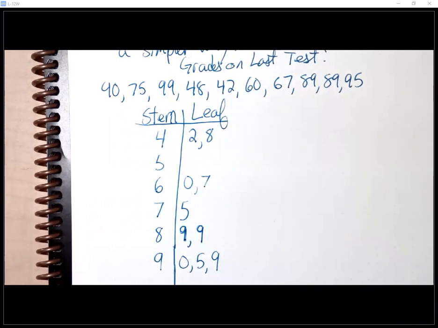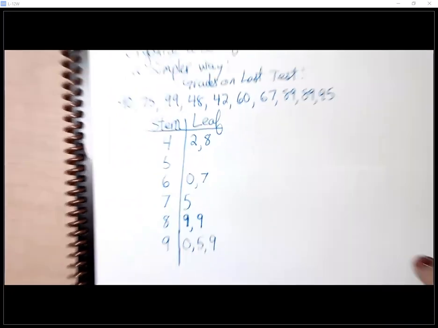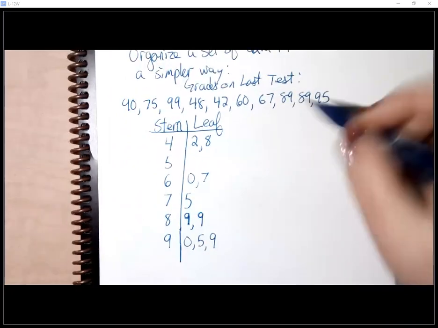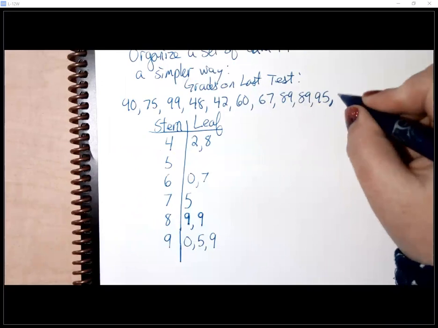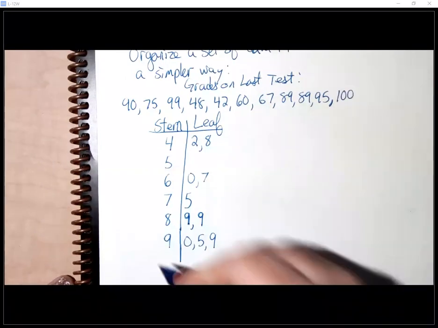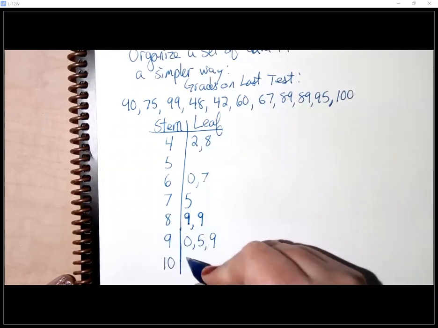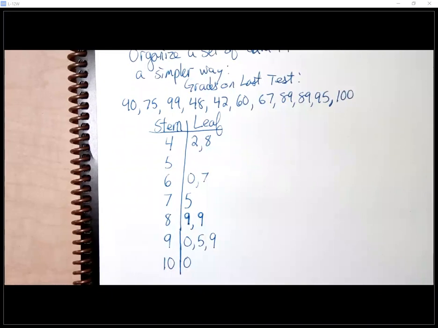Does this kind of make sense? By the way, I'm going to add a 100, just so you can see what to do with 3 digits. So add one more number to the list. Let's pretend that someone got a 100. The stem would be 10 and their leaf would be a 0. The leaf can only ever be 1 digit long. So if my other number has multiple digits, I have to put that in the stem part.